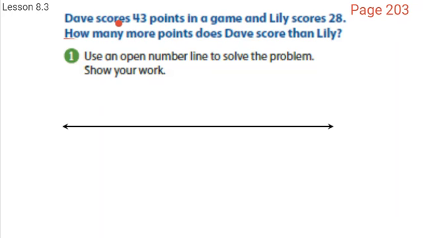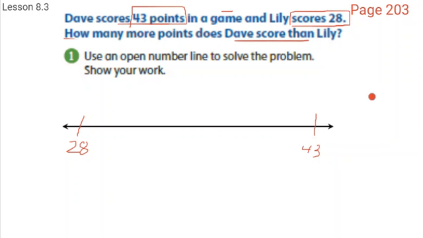How would I set this up? Well, Dave scores 43 points and Lily scores 28. How many more points does Dave score than Lily? So it's a difference, or a subtraction problem. Largest number, 43. Down here is 28. Rather than counting backwards, I like counting forwards, so you may want to count forwards to find out what that number is.